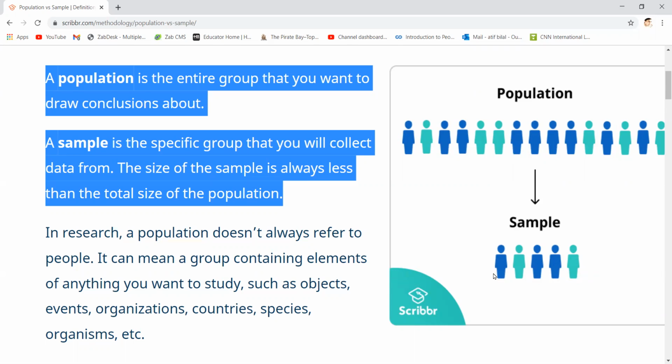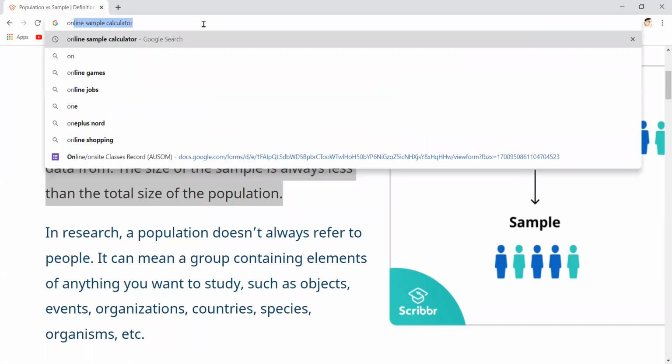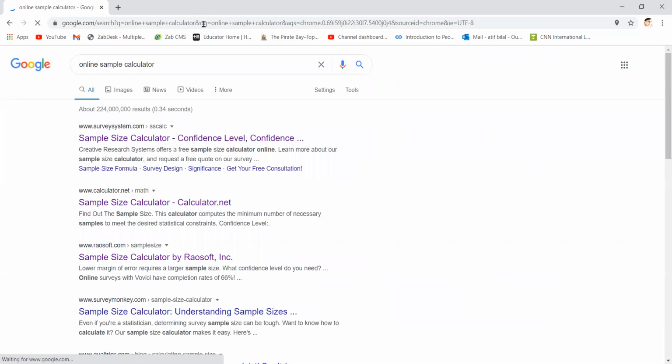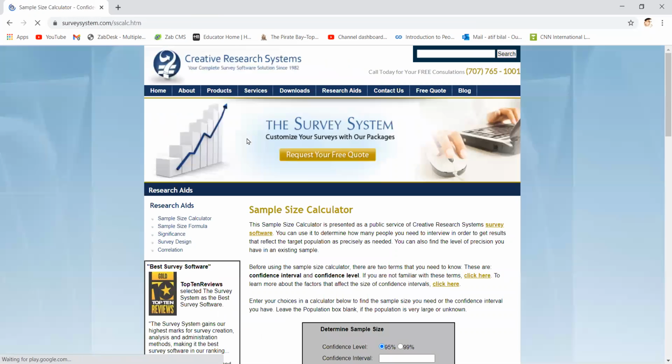For this, you can use the online calculator. How you're going to do it? First, you need to go to Google and search for online sample calculator. Once you go, you are going to find many websites that can help you in calculating your sample size. Let's just go to this first one.